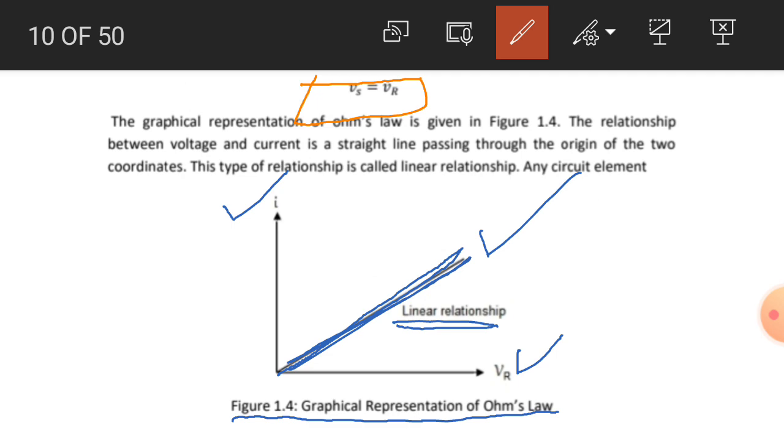So this is the relationship between the voltage and current of a resistor. It means that the resistor has a linear relationship. In other words, as the resistor obeys Ohm's law, this is why the resistor is known as a linear circuit element.